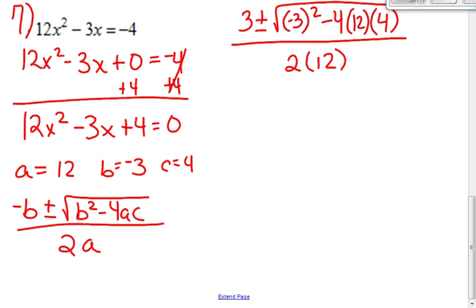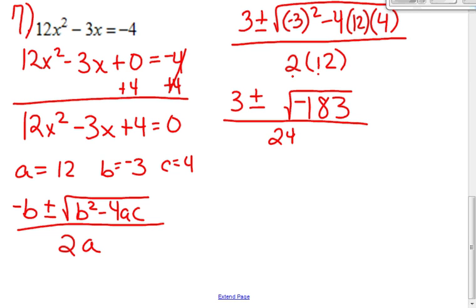All right, so I need to simplify underneath the radical. So in my calculator, I'm going to simplify what's under the radical first. I did -3 squared minus 4 times 12 times 4, and that gives me the square root of -183. All right, so I have 3 plus or minus square root of -183. And then 2 times 12 gives me a +24 here.